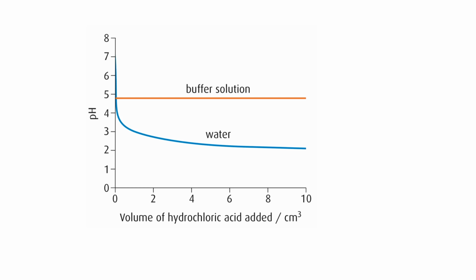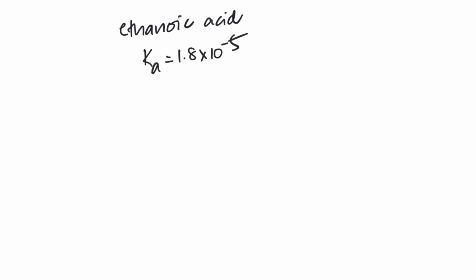I'll tell you what a buffer normally is. A buffer is normally made from an acid and a salt of the acid, or a base and a salt of the base. We'll talk about why later. But let's say I have a mixture of ethanoic acid, which we've studied. That's a weak acid. We know it's got a Ka of about 1.7 to 1.8 times 10⁻⁵.